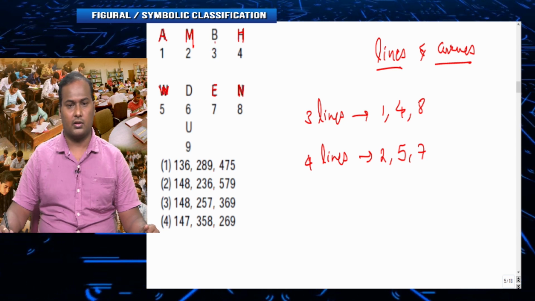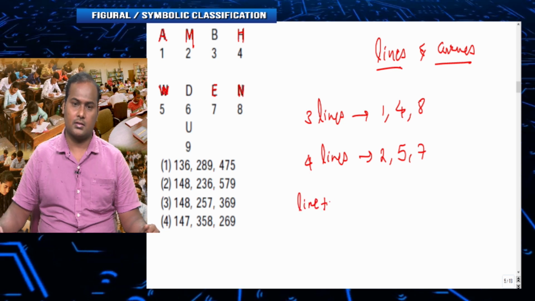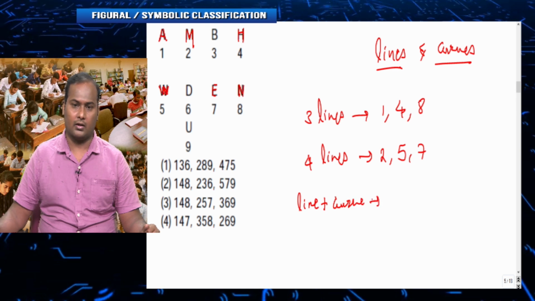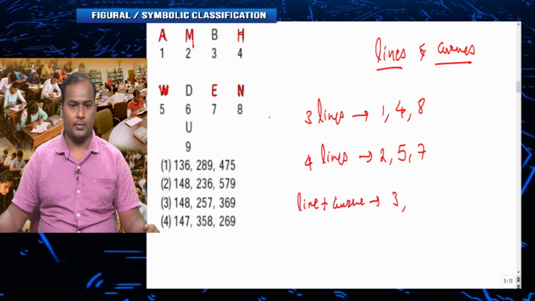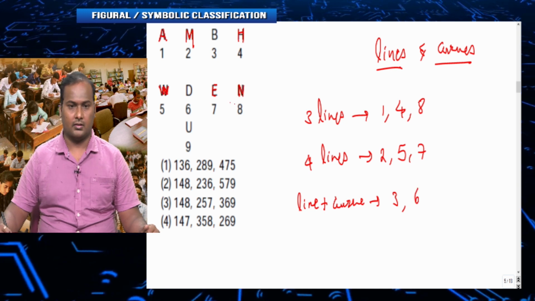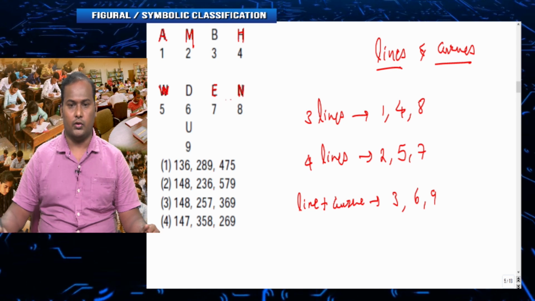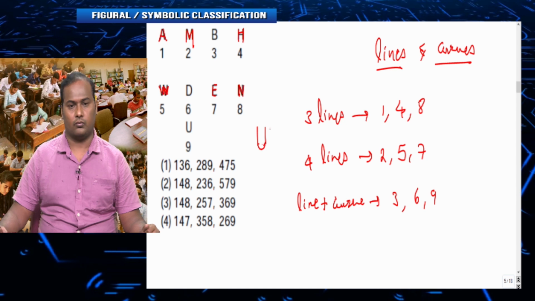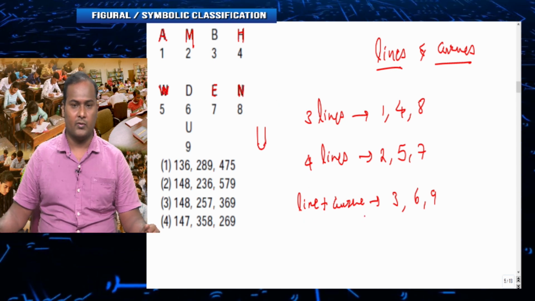So which one is based on curves? Line plus curve. So based upon the characters of line and curve, your answer will be figure 3, that is B, figure 6, that is D, again figure 9, that is U. So you write 2 lines and again 1 curve like this. So that is grouped based on lines and curves.